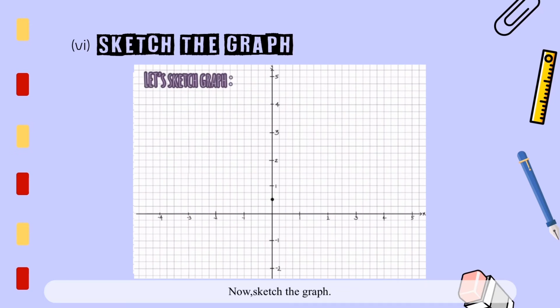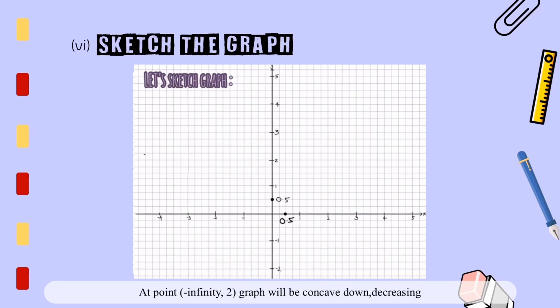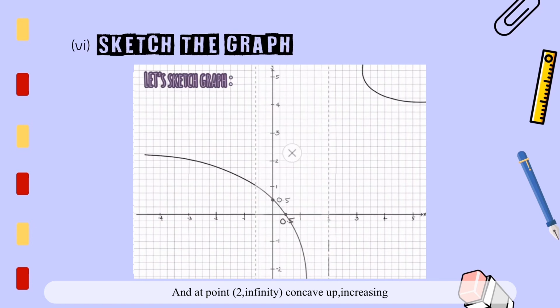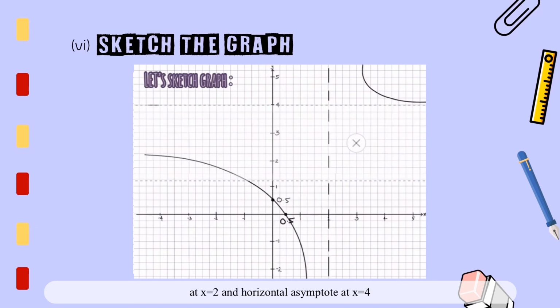Now sketch the graph. First, plot the x and y intercepts, then on the interval (negative infinity, 2), the graph will be concave down and decreasing, and on (2, infinity), concave up and increasing. Then, draw a dotted line for the vertical asymptote at x equals 2 and the horizontal asymptote at y equals 4.